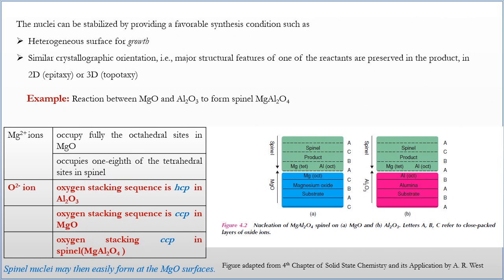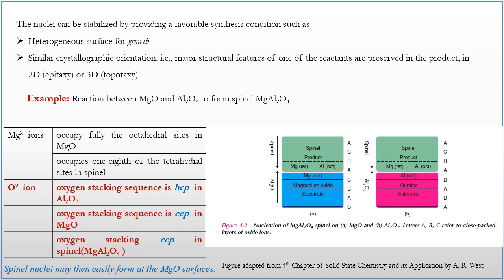So to stabilize the nuclei, we have two ways. Either we provide a heterogeneous surface for the growth, or we use reactant materials which have similar crystallographic orientation, that is, their major structure features are preserved in the product. If they are preserved in two dimensions, we call it epitaxy, and if the major structure feature or the crystalline nature of at least one of the reactants is preserved in three dimensions, we call it topotaxy.